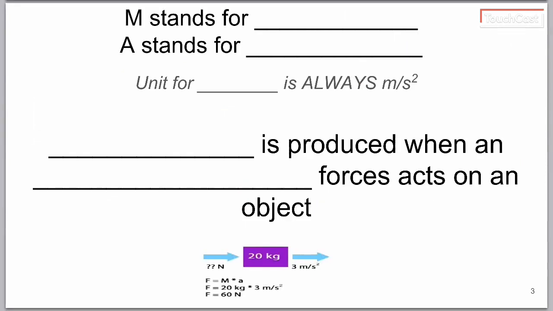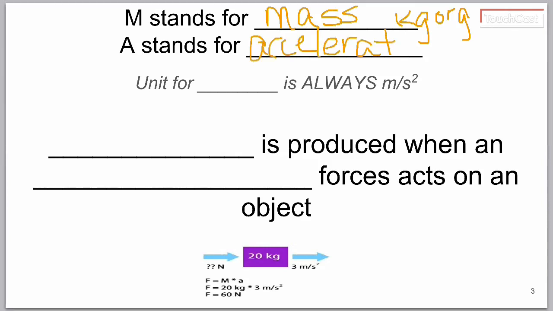Alrighty, so the rest of our formula, M stands for mass. Remember, mass can be in things like kilograms or grams, either one. A is always going to be acceleration. And then below our unit, we've already told you this, meters per second squared is always an acceleration. If you see meters per second, that's a speed. Meters per second squared is automatically an acceleration. So if you see something that says 4 meters per second squared in an equation, that's an acceleration. You're not doing a speed formula.